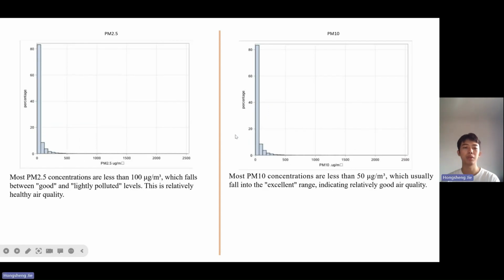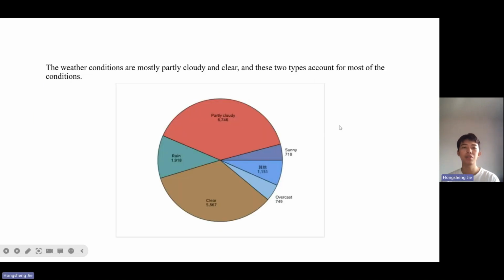Most PM2.5 concentrations are less than 100 microgram per cubic meter. Most PM10 concentrations are less than 50 microgram per cubic meter. The weather conditions are mostly partly cloudy and clear, and these two types account for most of the conditions.